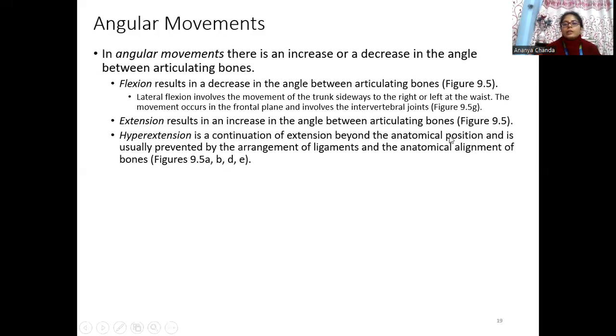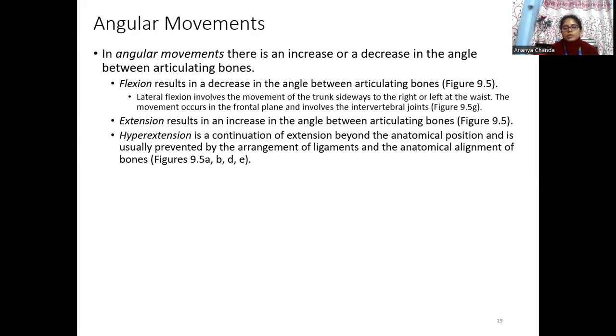Then comes the angular movement. In angular movement, there is an increase or decrease in the angle between the articulating bones. So when there is a movement between the two bones, there can be an increase or decrease in the angle position. Flexion results in a decrease in the angle between articulating bones, and lateral flexion involves the movement of the trunk sideways to the right or left at the waist.